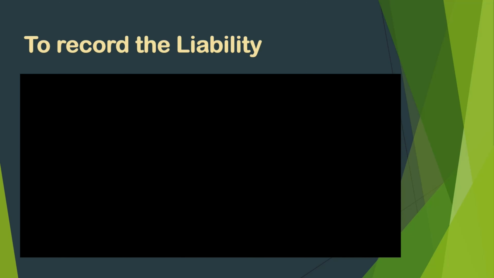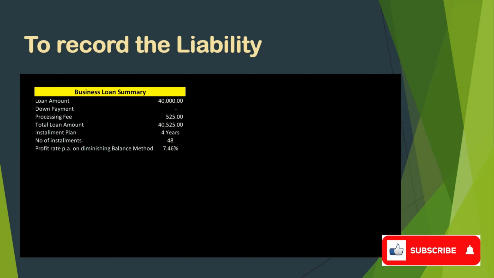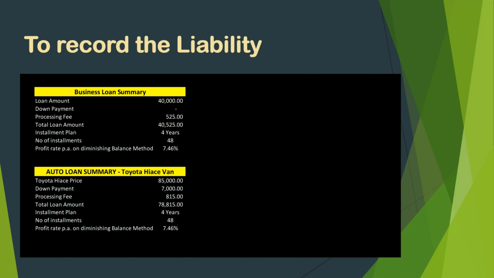So to record the liability, when you took the loan for business, either for the business finance or for the auto loan, you need to create the liability and record the asset. As I told you before, the business loan summary we have prepared will help us in recording the accounting entry to record the liability. Now you will see how it is helping us.